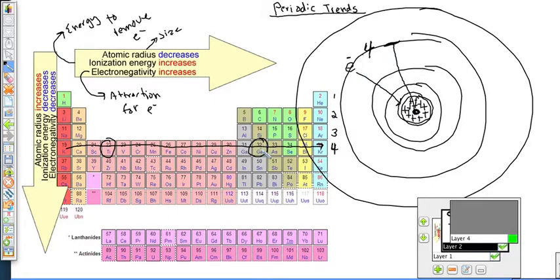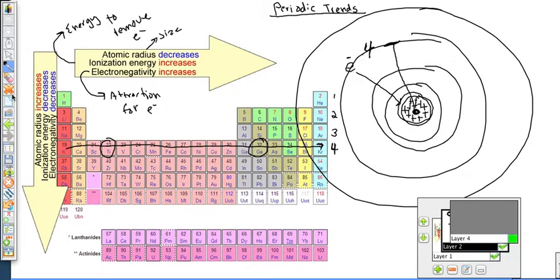So this is going to be harder to pull electrons away from there, meaning that the ionization energy is increased. It's going to attract electrons to itself better, meaning the electronegativity has increased. And it's going to be smaller because it's simply pulling on all these things harder. So that's the trend from left to right.